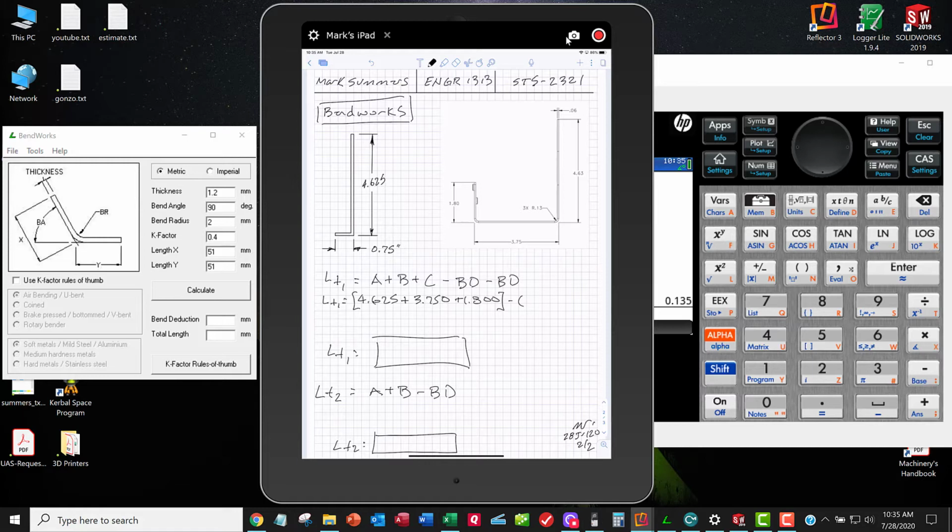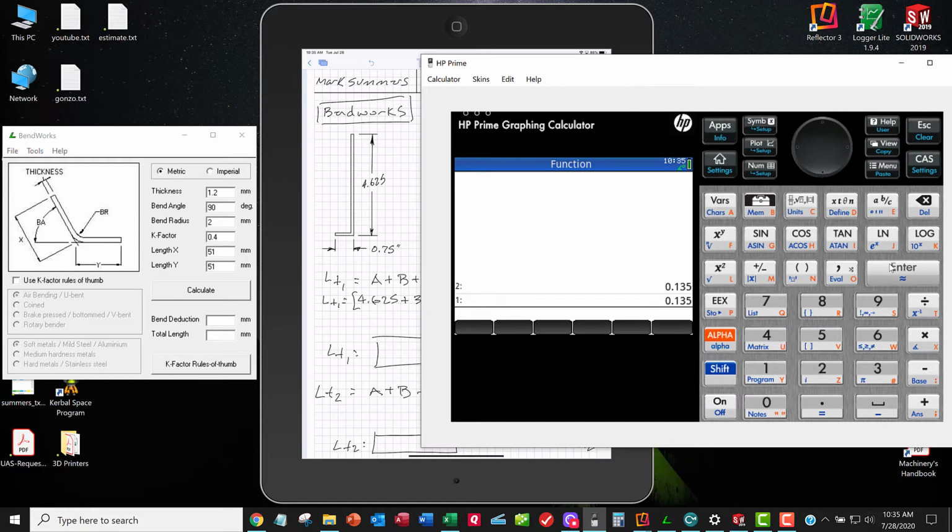What does my calculator say? 135 times 2. And so I can do that. I'll hit enter to keep that on the stack. We're going to do 4.625 and 3.75 plus and 1.8 plus, and do a swap XY, 2 times and then subtract that from that, and I get LT1 is 9.904 inches. So I haven't verified it yet, but I'll highlight that green because I feel pretty confident that that's the right answer.